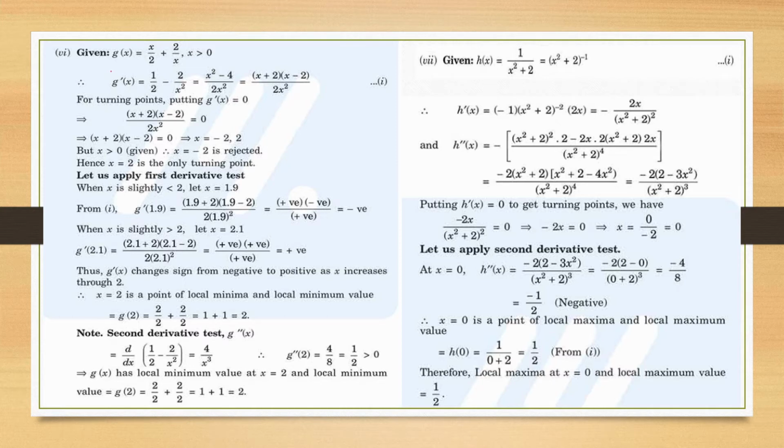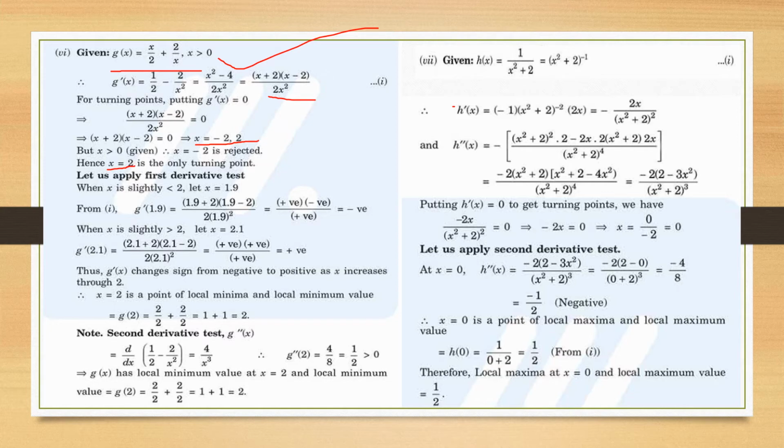Now g(x) is x by 2 plus 2 by x. The derivative is half minus 2 by x square. After taking LCM, you'll get it in this form. So to find the critical points, I'll get 2 critical points, minus 2 and 2. Now as x is positive, it is given, so I'll reject the minus 2 critical point. So there is only one critical point, which is x equal to 2.